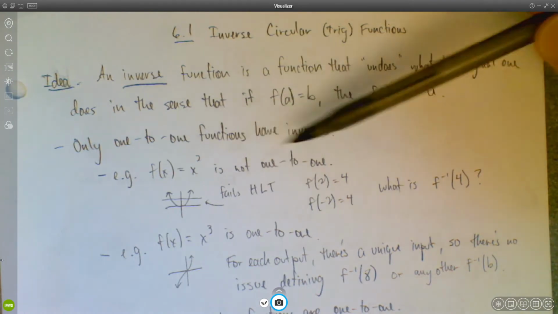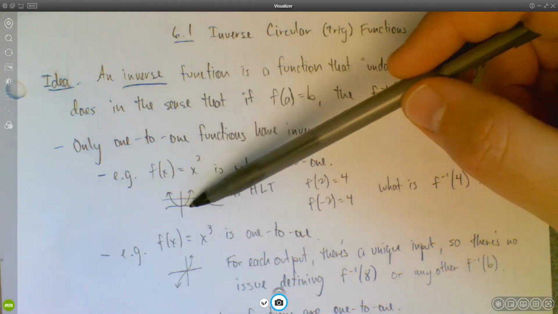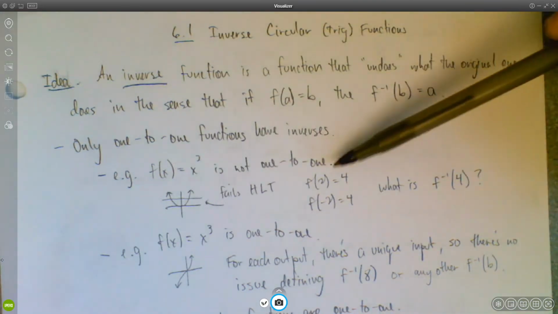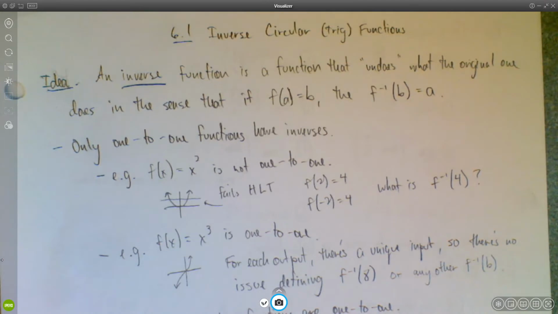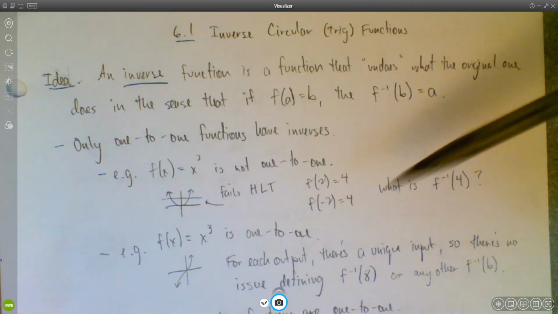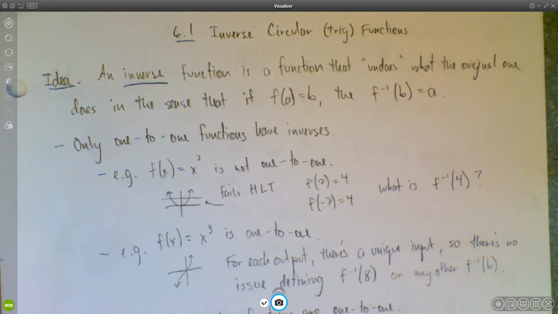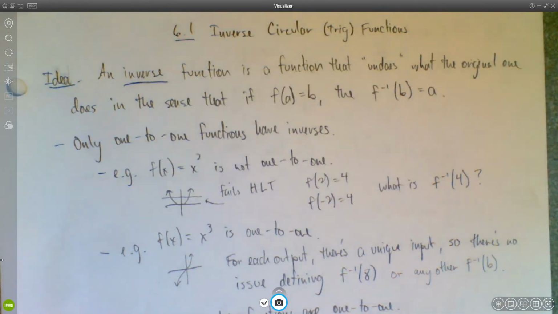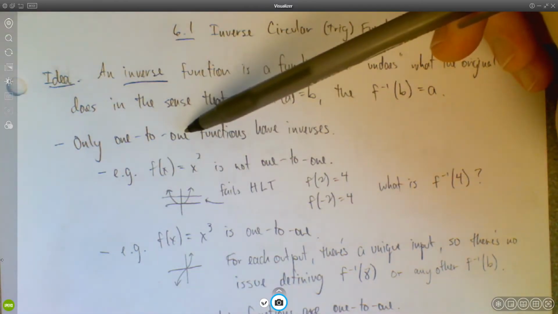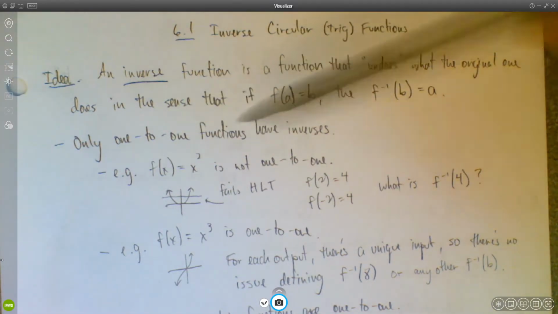And the reason it's not one-to-one is because you can have two different inputs that give you the same output, right? So like f of 2 equals 4, but f of negative 2 also equals 4. And the reason that causes a problem with inverses is because now if you ask yourself, what's f inverse of 4? Well, you don't get a unique answer. f inverse of 4 could be 2, but it could also be negative 2. And so it's not well defined in the sense that it doesn't just give you a unique answer. So we don't like that. And so we don't have inverses for functions that are not one-to-one.